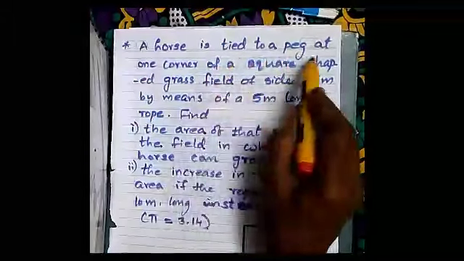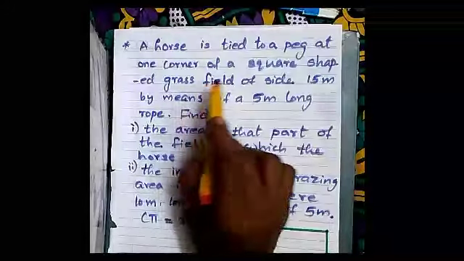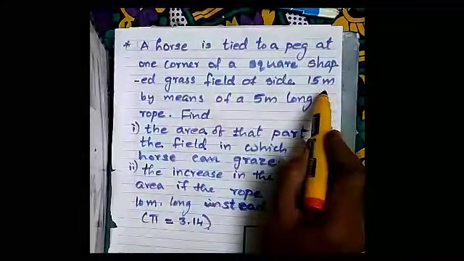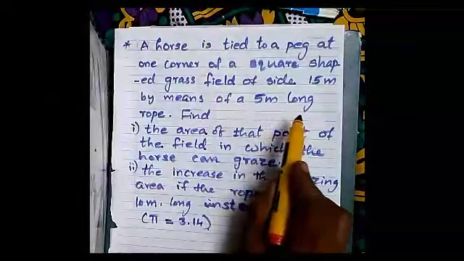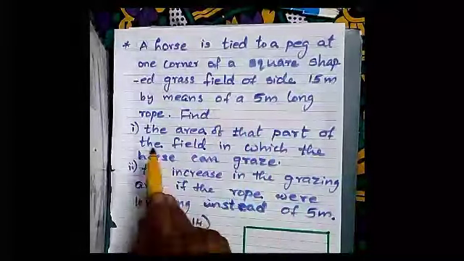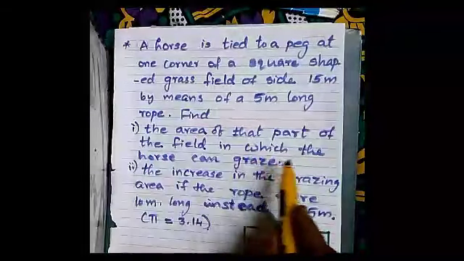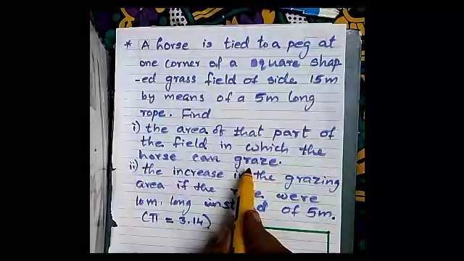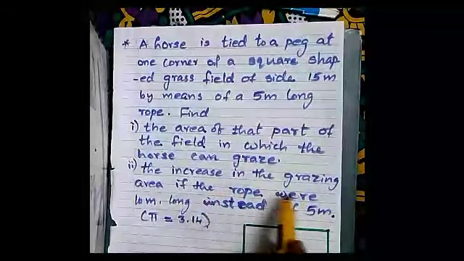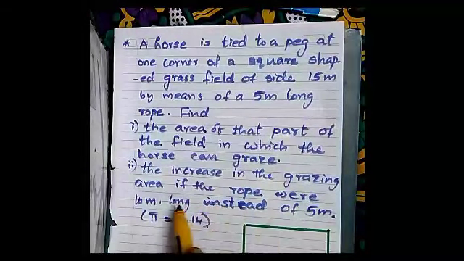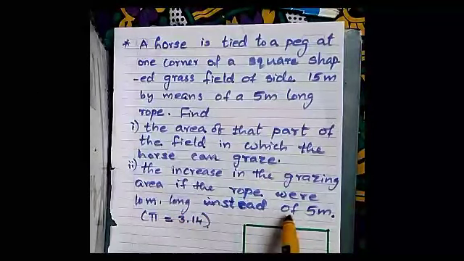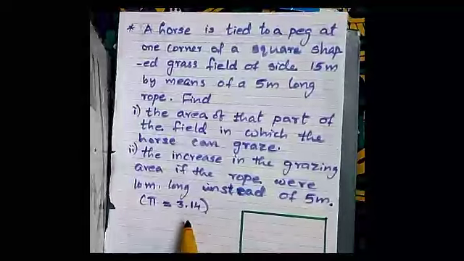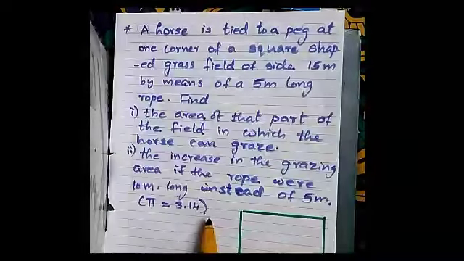A horse is tied to a peg at one corner of a square-shaped grass field of side 15 meters by means of a 5-meter long rope. Find, question number 1, the area of that part of the field in which the horse can graze. Second question, the increase in the grazing area if the rope were 10 meters long instead of 5 meters. And also given the value of pi, what is that? 3.14.